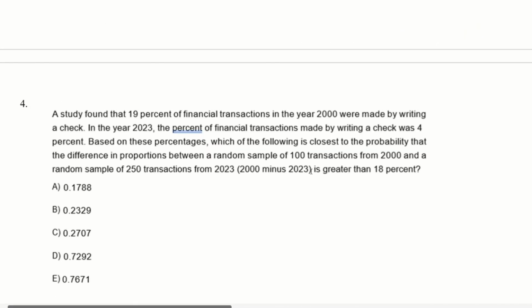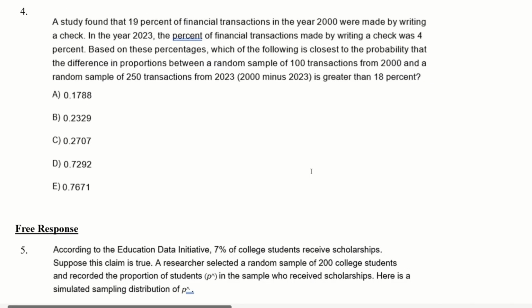All right, number 4. A study found that 19% of financial transactions in the year 2000 were made by writing a check. In the year 2023, the percent of financial transactions made by writing a check was 4%. Based on these percentages, which of the following is closest to the probability that the difference in proportions between a random sample of 100 transactions from 2000 and a random sample of 250 from 2023 is greater than 18%? And we want to do 2000 minus 2023.